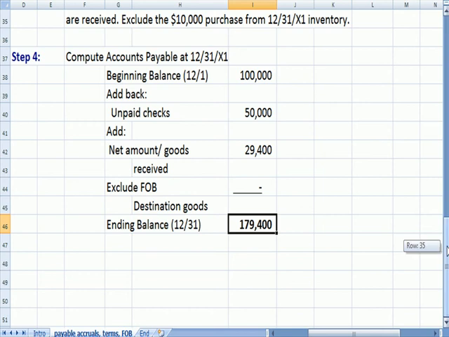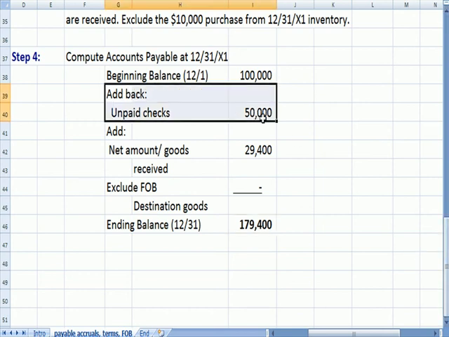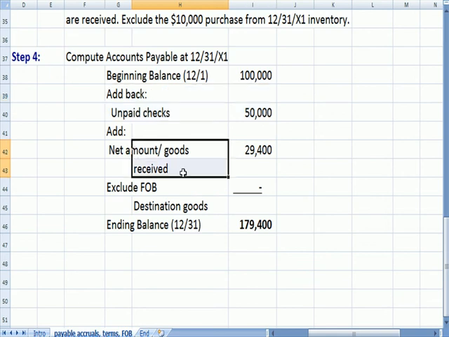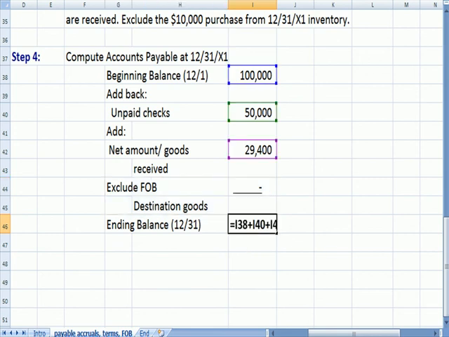So again, what we did here was we adjusted accounts payable by adding back checks that weren't paid yet because we didn't mail the checks. We added the net amount of goods received because we assume we take the discount. And we exclude FOB destination goods because title hasn't transferred to us yet while the goods are being shipped. And we add that up and we end up with an ending balance in accounts payable.